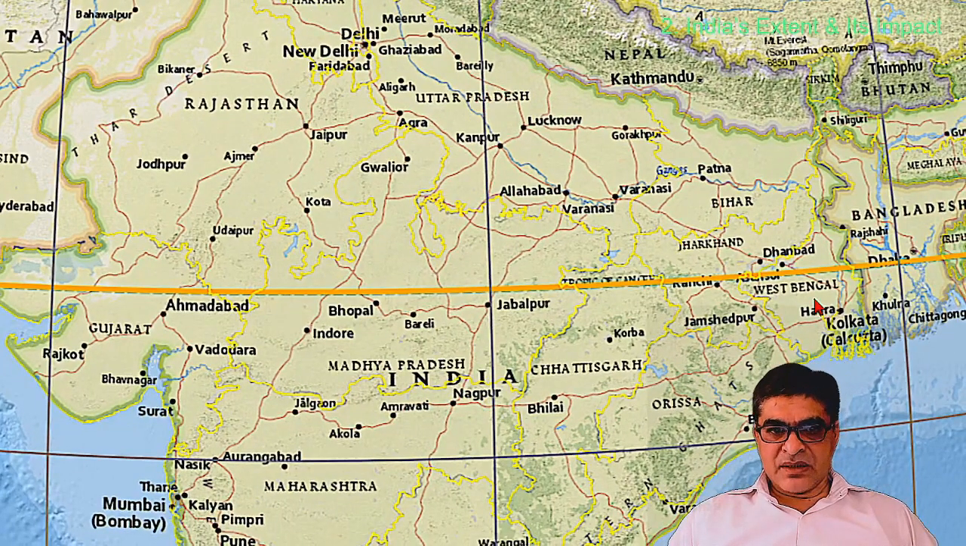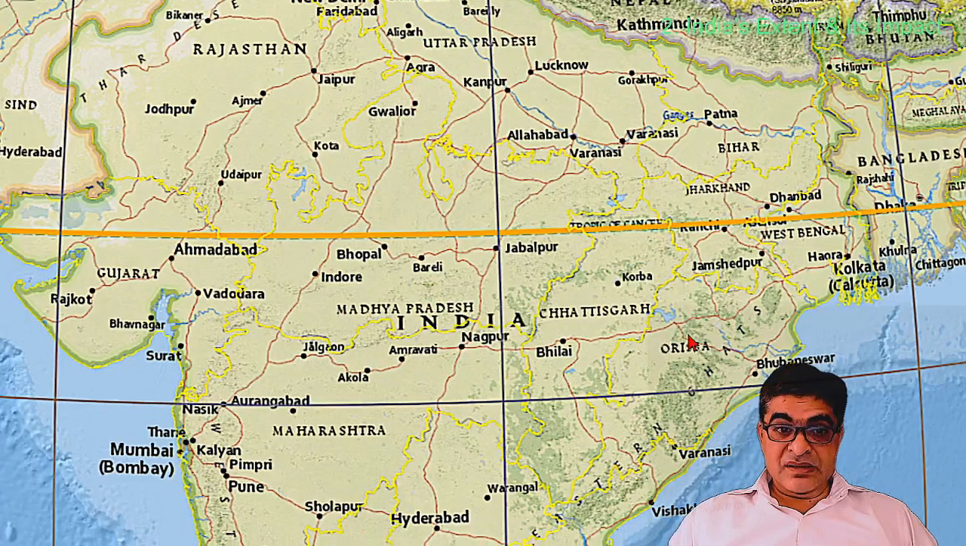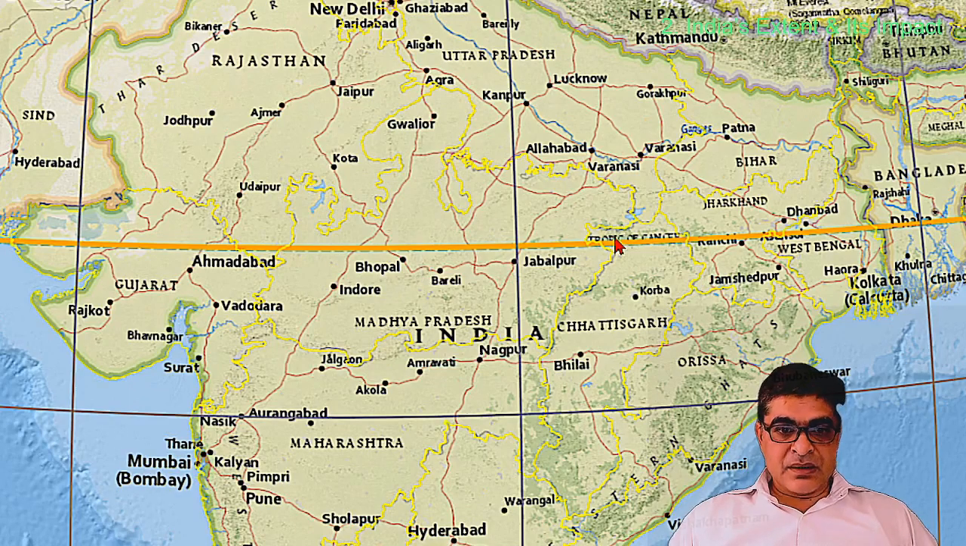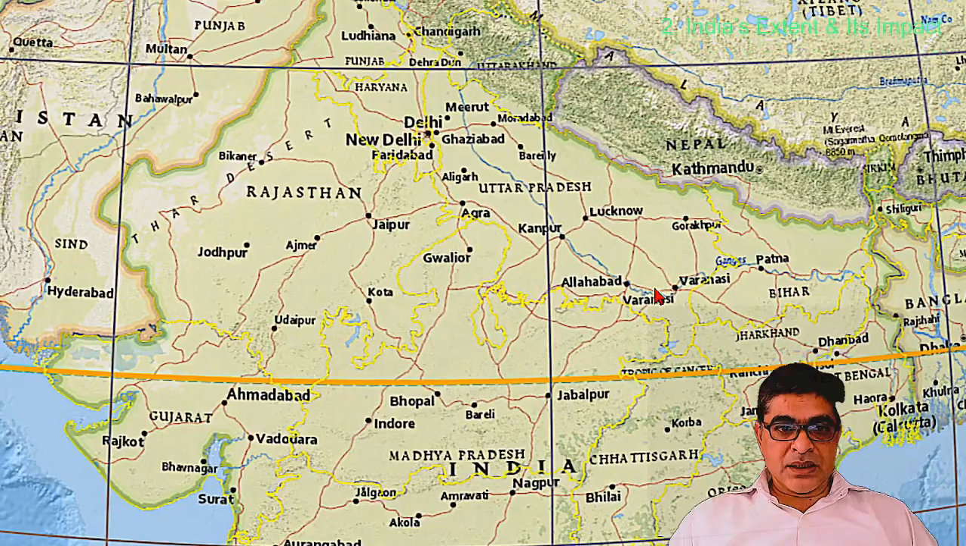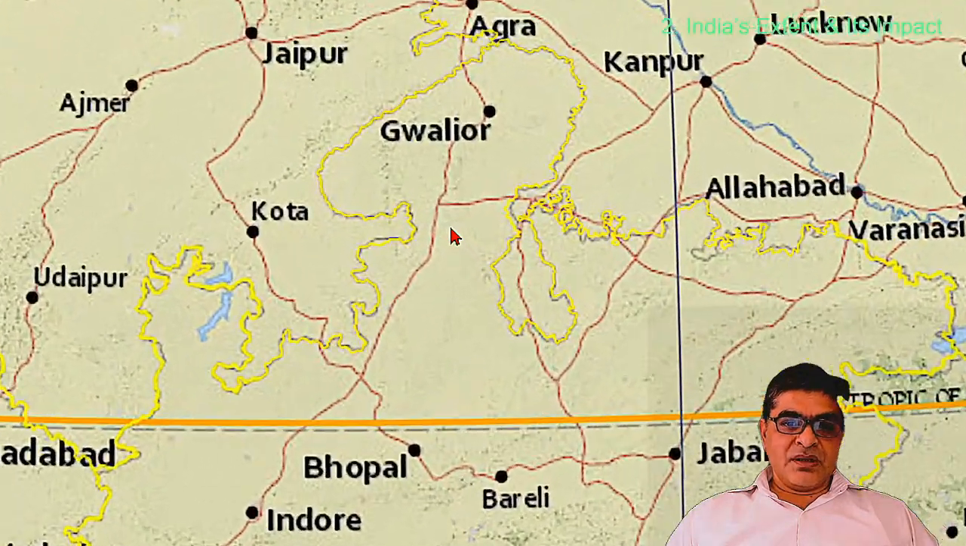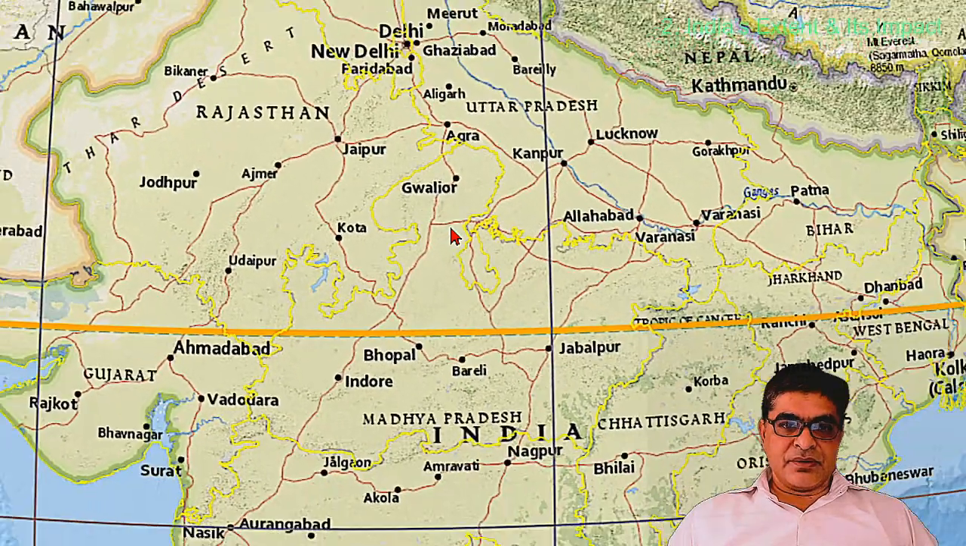So you have to prepare yourself from this angle. You have to look at the globe and the atlas, and understand that a person living in Ahmedabad will have a hot temperature. Why? Because the sun reaches here, stays here, then moves down. Similarly Jabalpur and Bhopal are hot areas. Now let's move to the longitude part.